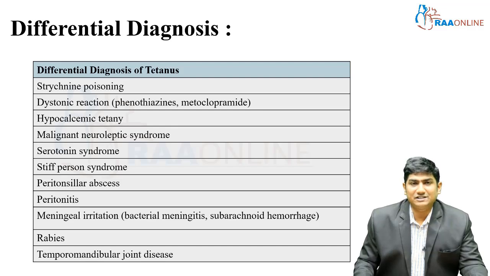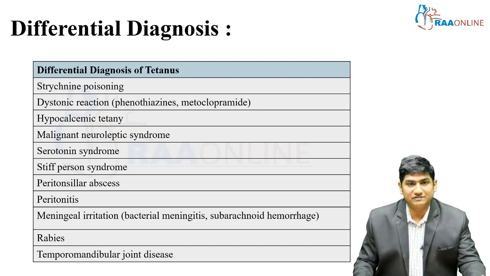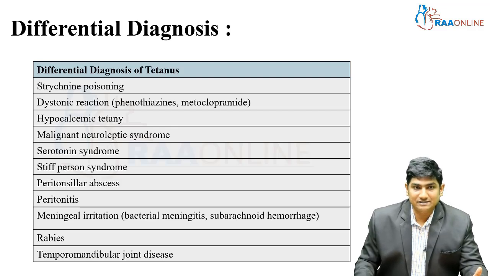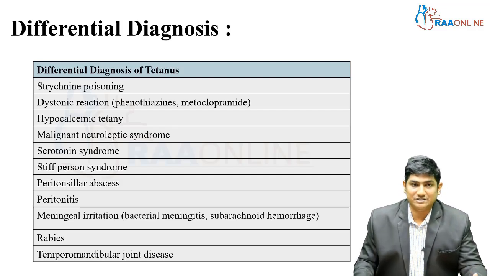So what could be the other differential diagnosis? It could be strychnine poisoning. Yes, we already have a separate session on strychnine poisoning and how to differentiate it from tetanus, right? In one way to tell, there won't be any wound-related history in strychnine poisoning, but in tetanus we do have that, right? The other details we can see in strychnine poisoning later.